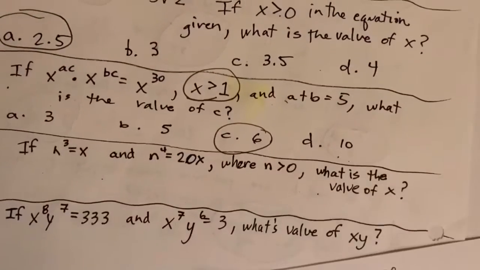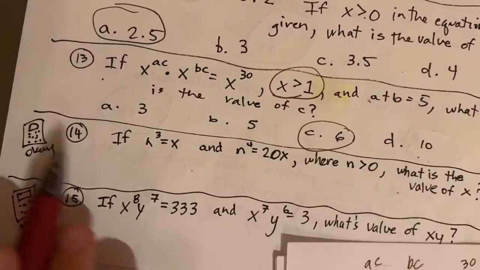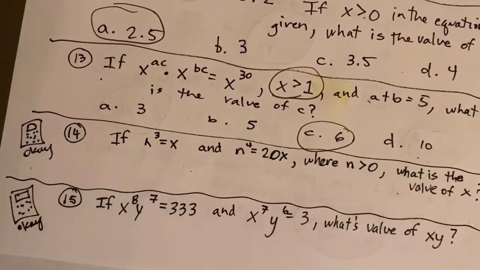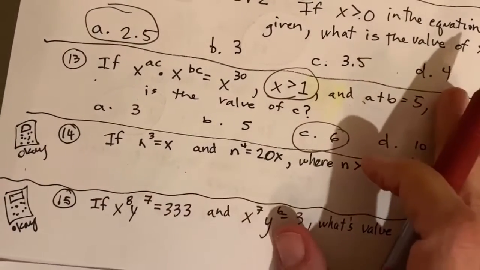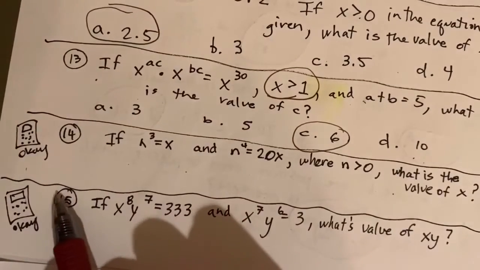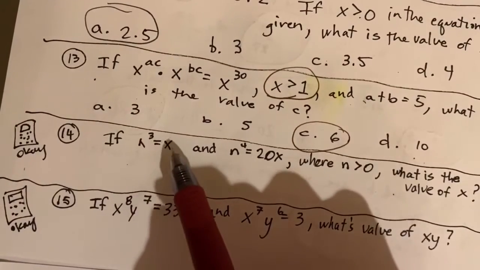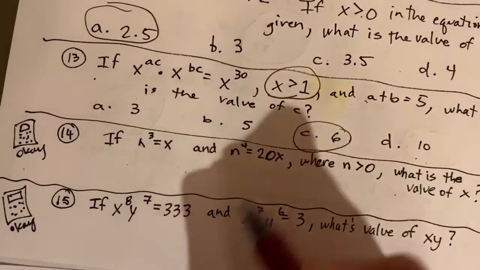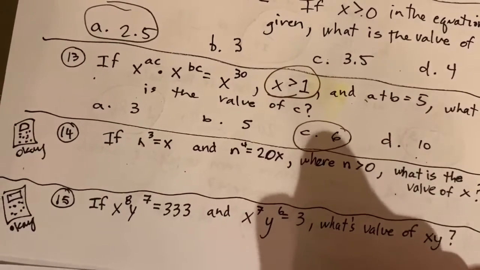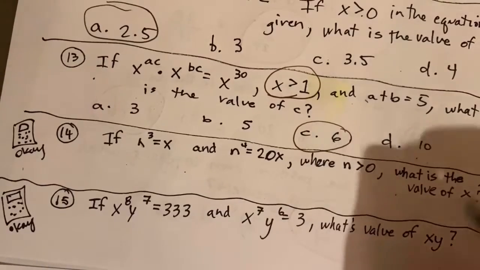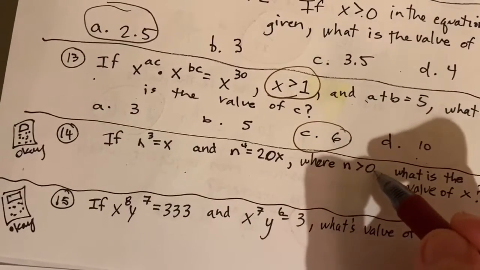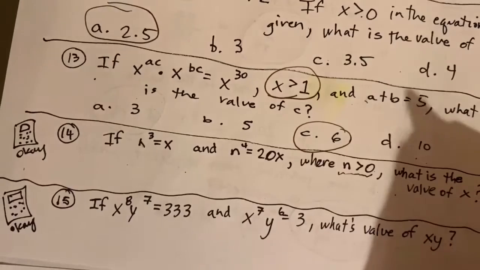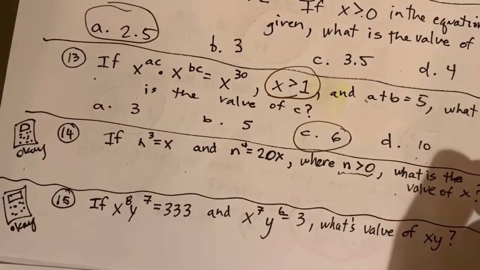Let's take a look. We're switching into calculator. So these would show up on part 4 of the test. It says calculator, and that doesn't mean you need one, but it means that you would have the opportunity to use one. So n to the third is equal to x, and n to the fourth is equal to 20x, where n is forced to be positive.